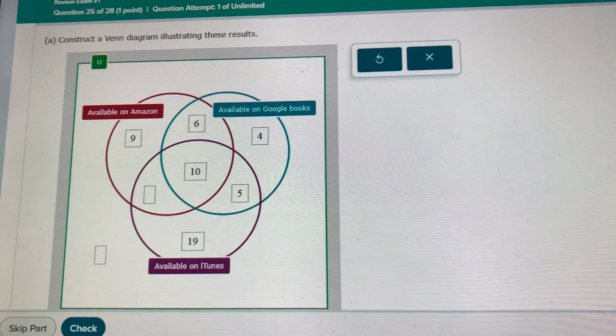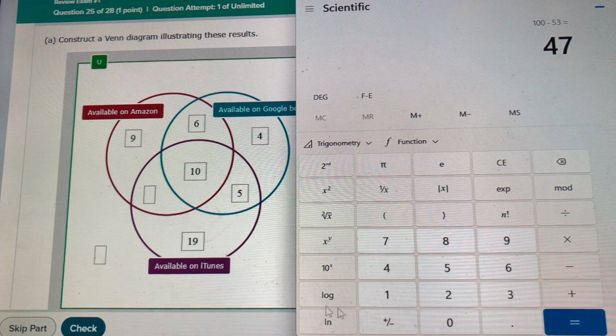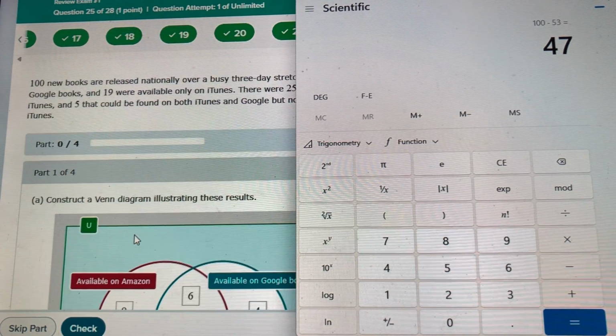Okay, well, let's add up what we got so far. So we've got a 9 plus a 6 plus a 4 plus the 10 plus the 5 and plus the 19. We're already at 53. And there's 100 total. So there's still 47 to go, but I can't, whoops, I typed that wrong. 100 minus 53, there's 47 to go. But these 2 add up to 47, and we need to know one of them to get the other one.